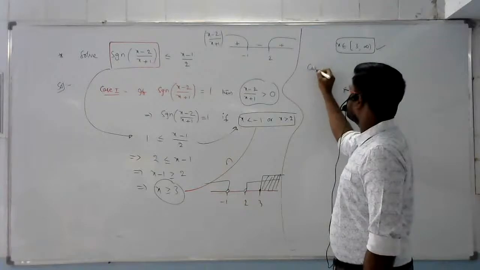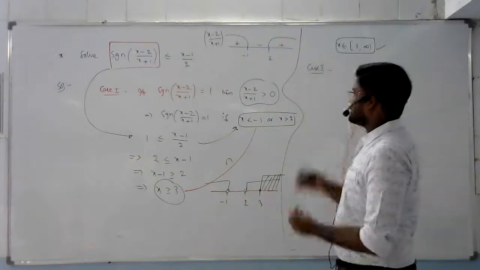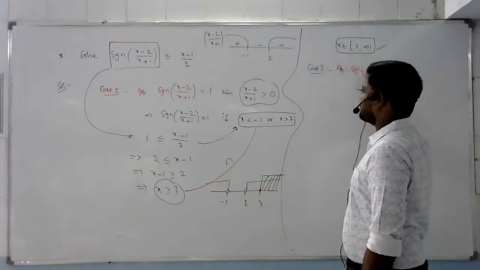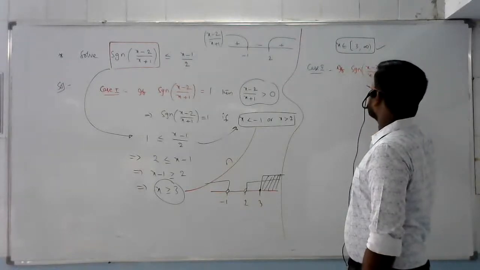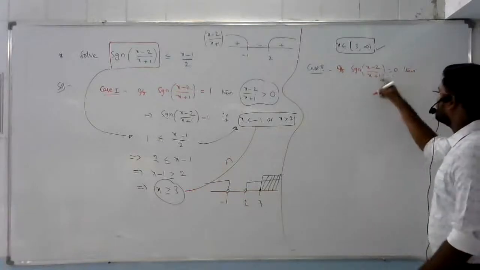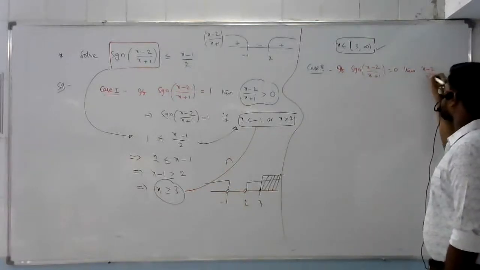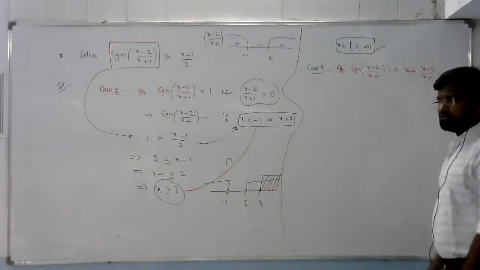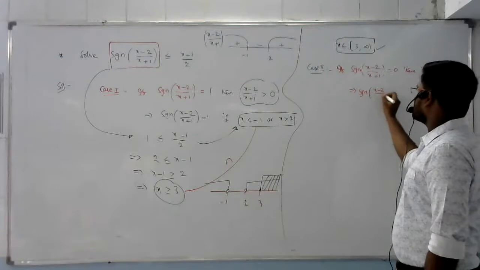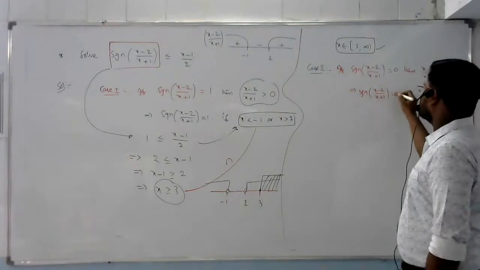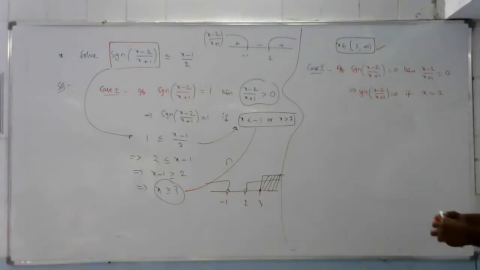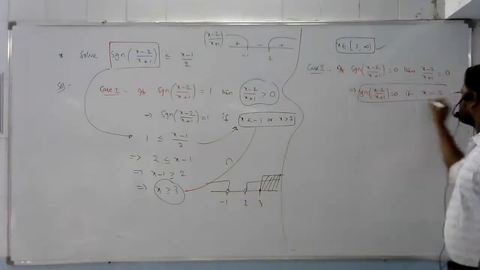Now, case 2. What is case 2? If signum of (x minus 2)/(x plus 1) equals 0, then when will this be equal to 0? When (x minus 2)/(x plus 1) equals 0, which means signum of (x minus 2)/(x plus 1) equals 0 if x is equal to 2. Now obviously x is not equal to minus 1, right? So this is the case.